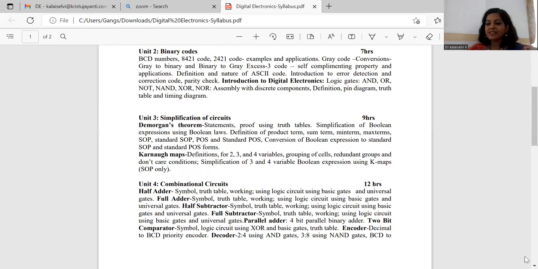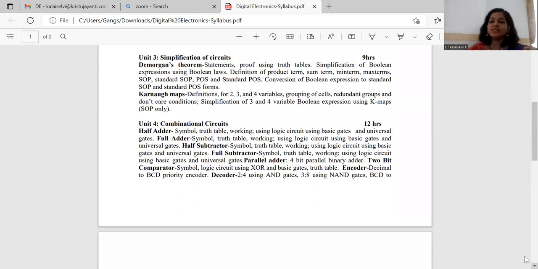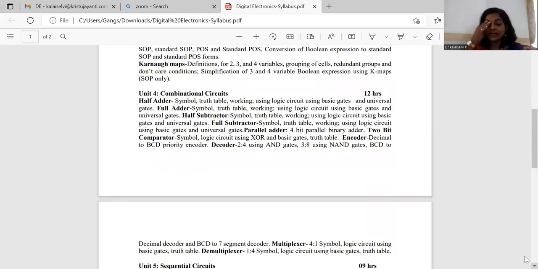So this combinational circuit is going to be very interesting, because whatever you see in a real-time application, every circuit, okay, you take a washing machine, a TV, a refrigerator, everything can be consolidated as either a combinational circuit device or a sequential circuit. Okay, so some of the examples I can give here: one is the adder circuit.